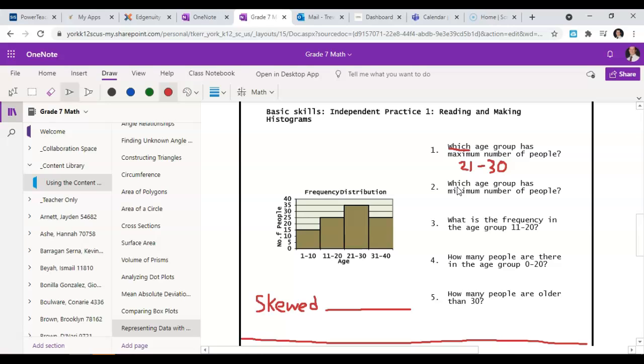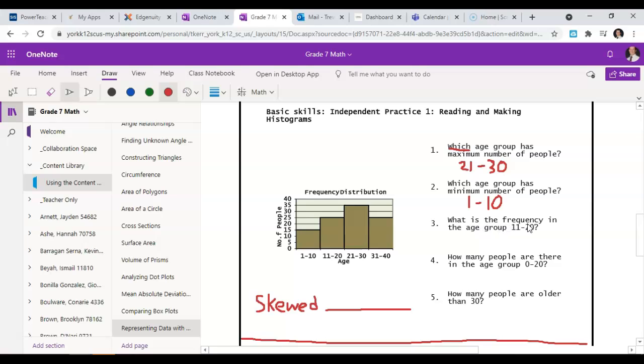Number 2, if you'd like to pause the video and try these on your own first and see if we match, that's a great idea. But I'm going to just go through them each. Number 2, which age group has the minimum number of people? The opposite of that would be this one here, would be the lowest. And so that is the age group 1 through 10. Again, that answers the question, which age group, not how many.